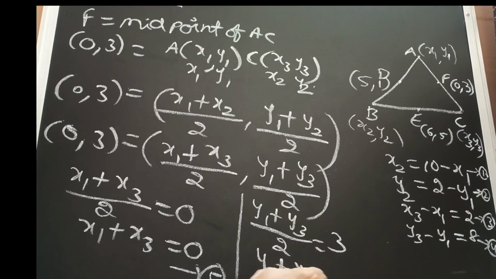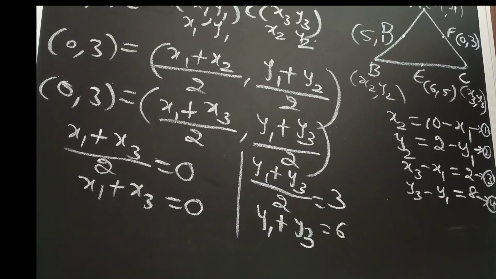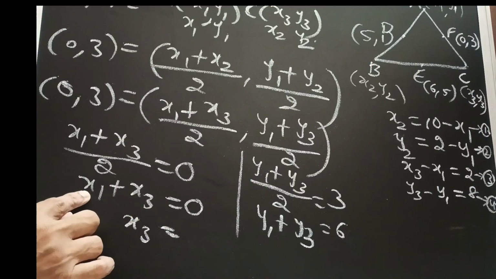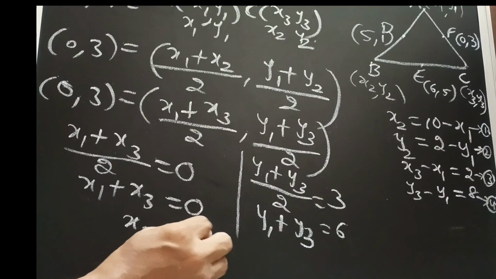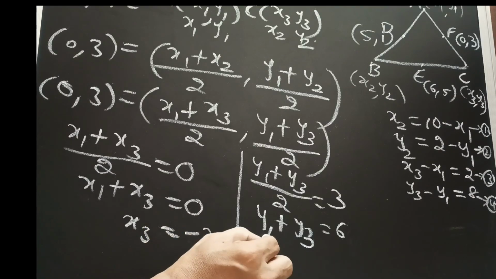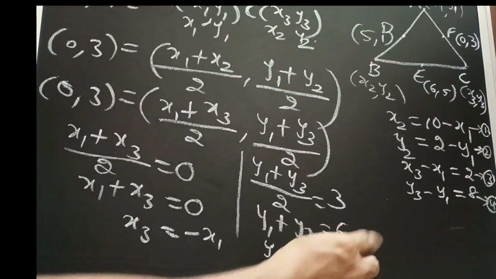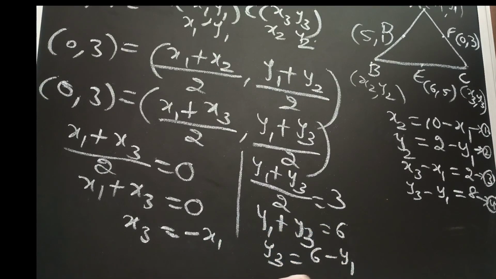y1 plus y3 is equal to 2 transpose that side, it will get as 2 into 3, which is 6. Equation 6. From here x3 is equal to, you can transpose x1 this side, you will get it as minus x1. Next y3 is equal to 6, y1 transpose that side, you will get it as minus y1.